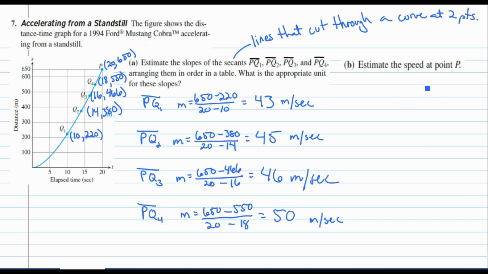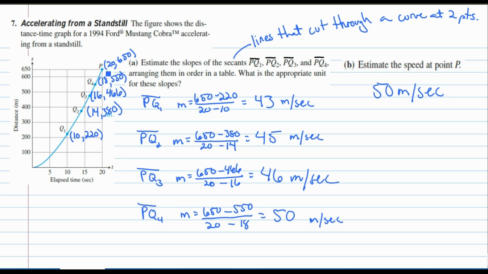Estimate the speed at point P. Okay, so if we're going to estimate the speed at point P, we can look at the average rate of change from each of these points getting closer and closer to P: 43 meters per second, 45 meters per second, 46 meters per second, 50 meters per second. I would say the best estimate would be 50 meters per second.